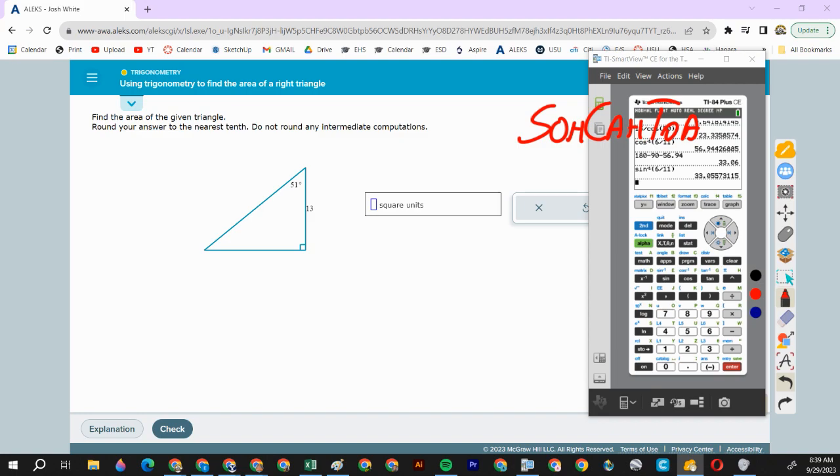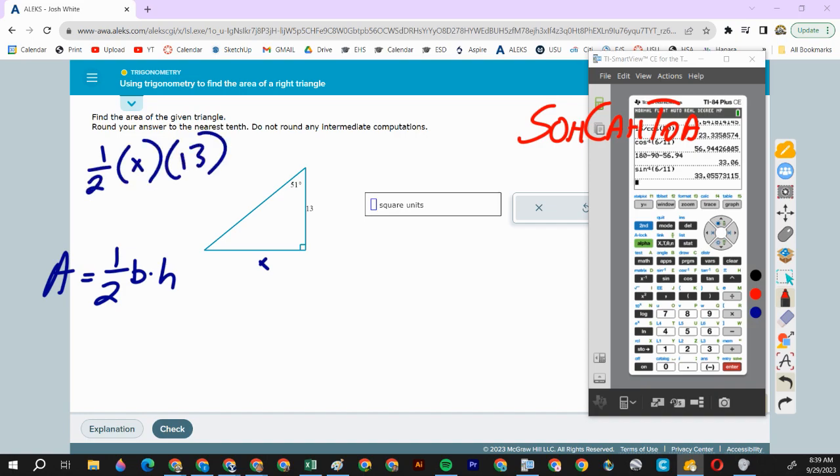In a right triangle, how do we find the area of the triangle? Well, the area is 1/2 base times height. And in a right triangle, one of the legs is always the base and one of the legs is always the height. So in this case, it would be 1/2 x times 13. So I need to find the length of x in order to find the area of this triangle.